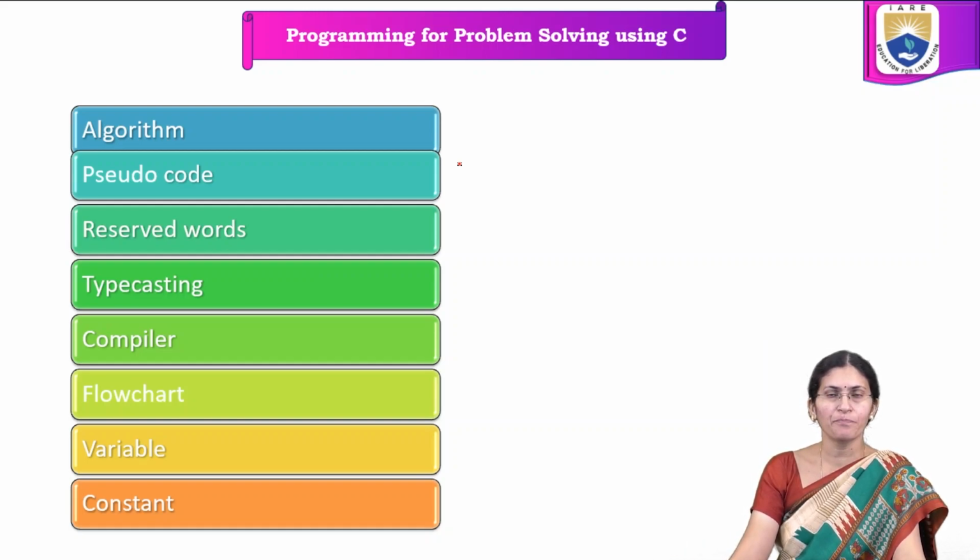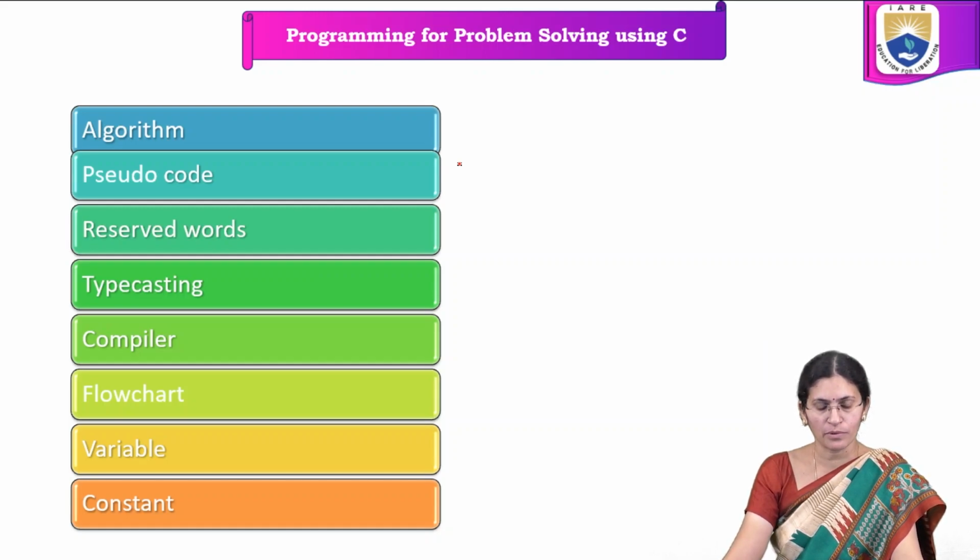Next one is compiler. In any programming language, the compiler plays an important role. Mostly in the C programming language, a compiler is a program or software tool which is used to convert high level language to machine level language. Next is flowchart. Flowchart is also one way of solving a problem. Here we have the pictorial representation of the problem. The way of solving the problem is given in terms of symbols, and these symbols are arranged in an appropriate order. Next one is variable. The concept of variable we are going to see, and then the last one is constant.